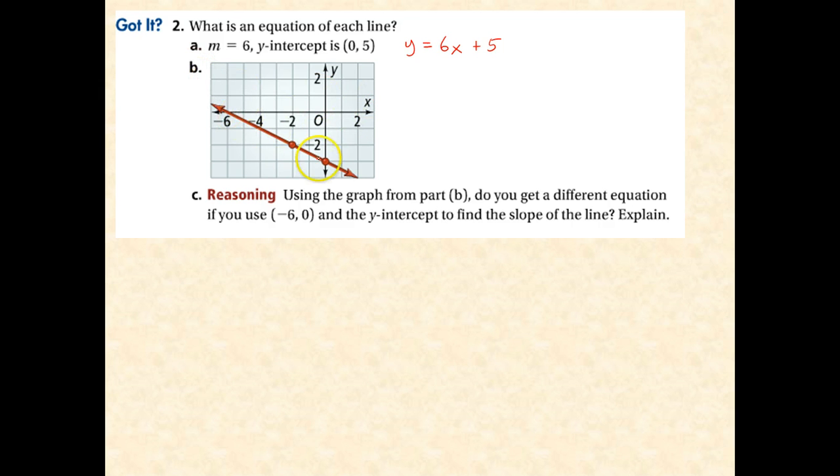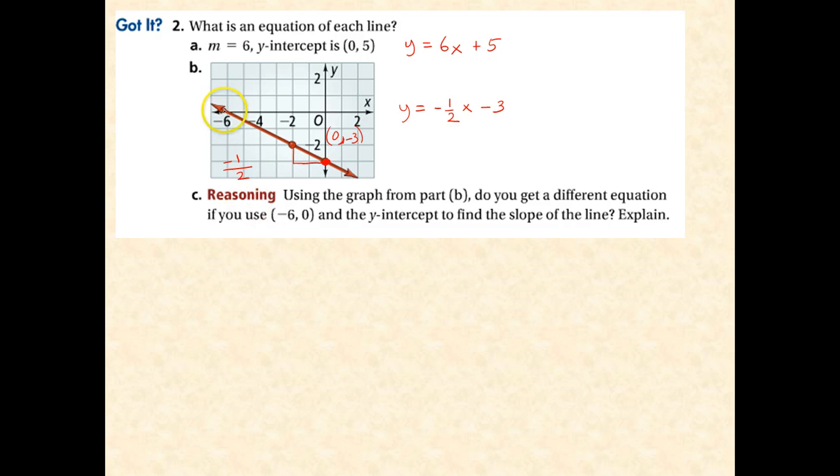For B, this line here, the y-intercept, the point where it crosses the y-axis, is (0, negative 3). So b is negative 3. So it's going to be y equals something x minus 3. What's the slope? To get from this point to this point, I go down 1, to the right 2. So my slope is negative 1/2.